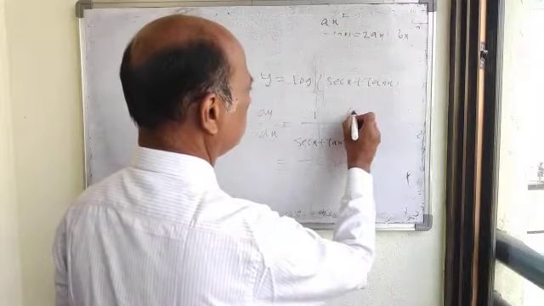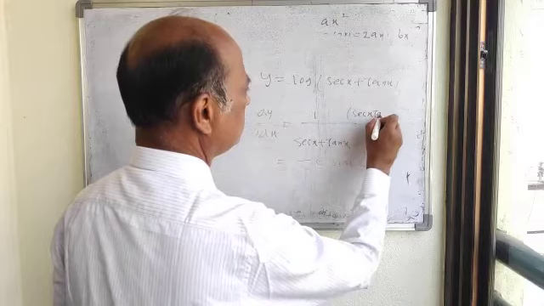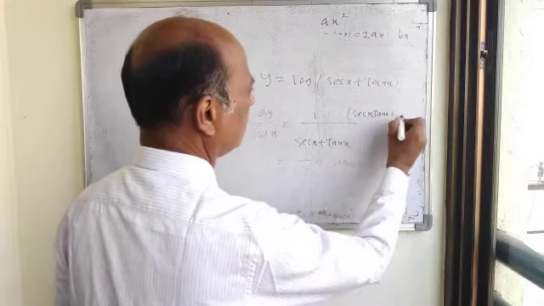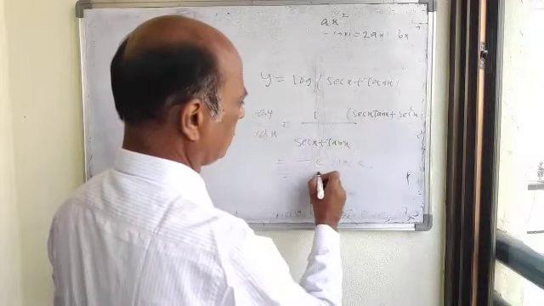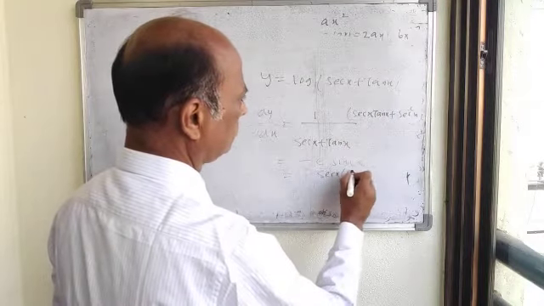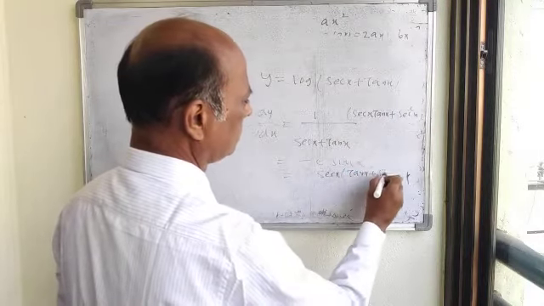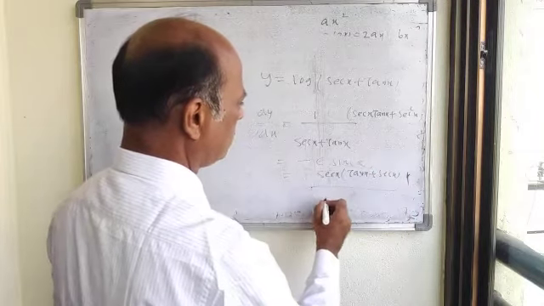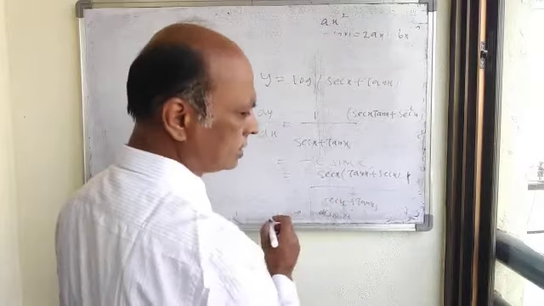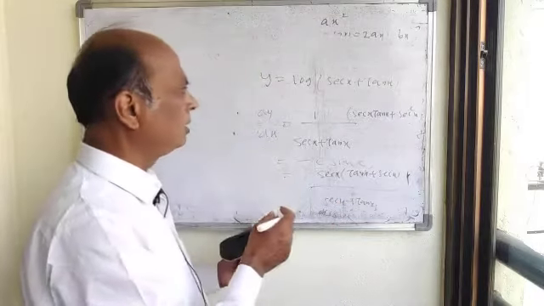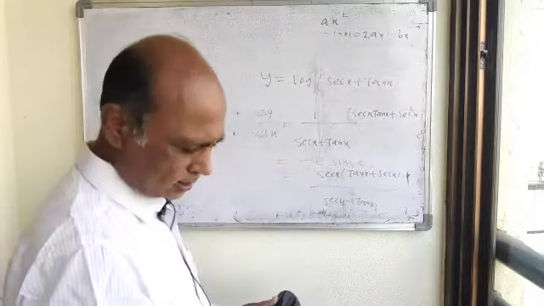So the derivative of sec x is sec x into tan x, plus the derivative of tan x is sec square x. Here you can take sec x common. So in the bracket it will be tan x plus sec x, divided by sec x plus tan x. So these both will cancel and you get the derivative of log of sec x plus tan x, that is sec x.